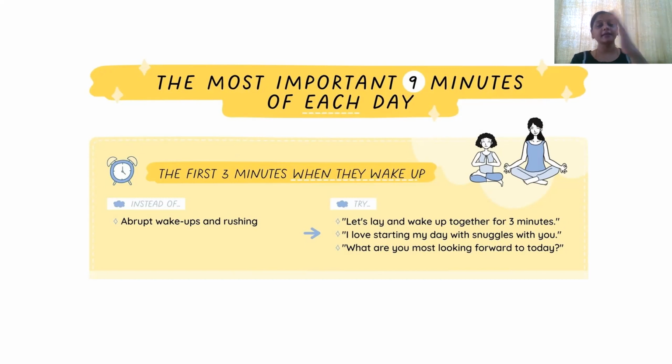take it in another way. You have to make them wake up on time, and first of all, to come into this practice, you have to maintain a routine. After that, before they wake up, you can just talk to them, saying, let's lay and wake up together for 3 minutes. I love starting my day with snuggles with you. Just give a happy hug and say, have a great day, my child. Let them also wish you, mama, have a great day. That means a lot to them.